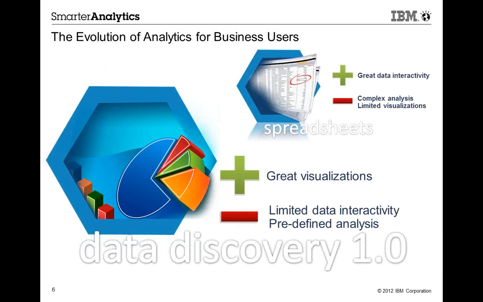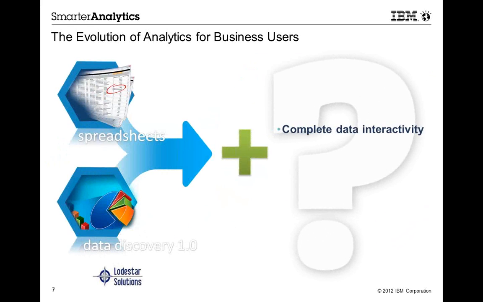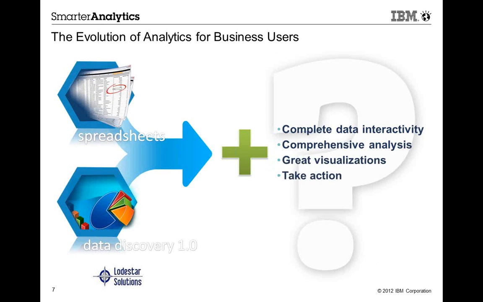So as we were evolving, kind of just data discovery 1.0, where they went too far in the other direction, and you've got great visualizations, but really limited data interactivity, or it's a predefined analysis. So you're not getting the power of the Excel. You're getting a lot of the visualization because they kind of just went too far with it, but you lost all the capabilities that you had with the spreadsheets. So what we're introducing now is kind of data discovery 2.0, where you've got your spreadsheets along with your data discovery tools. You get complete data interactivity, comprehensive analysis, great visualizations, and really the ability to take action.